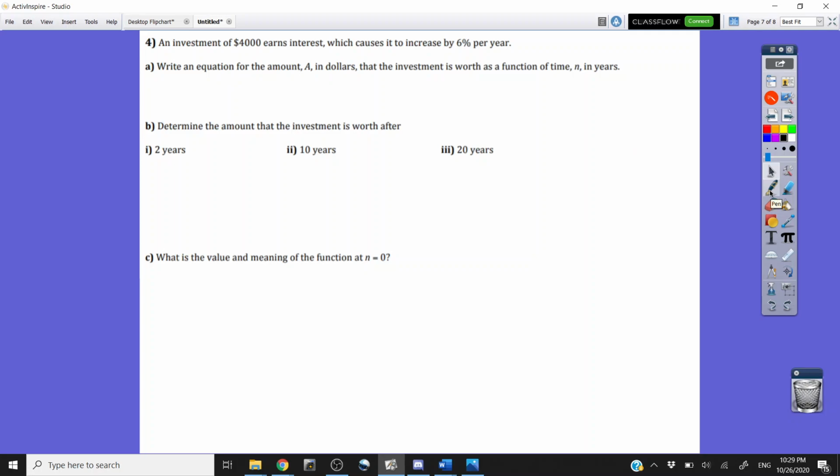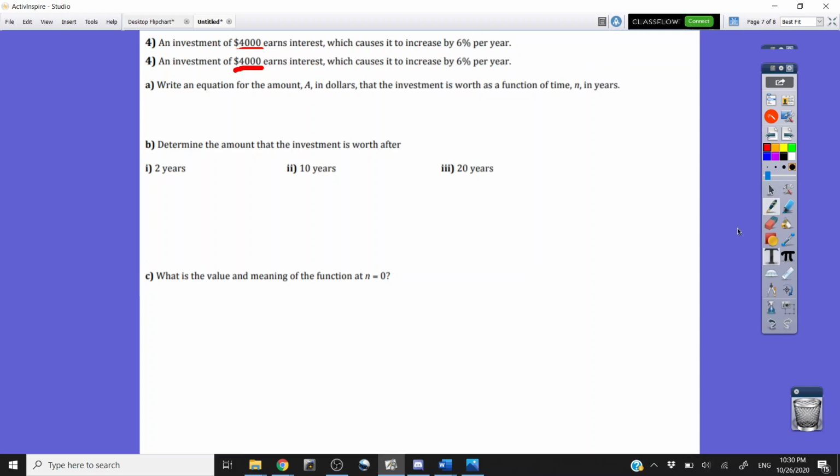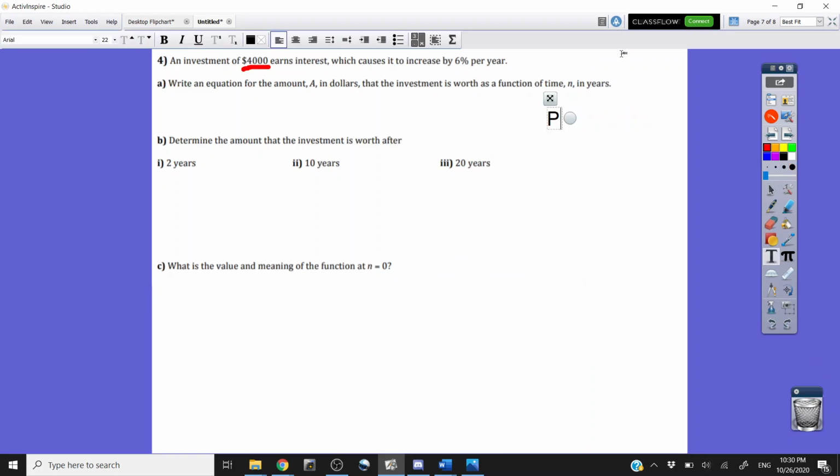So good. An investment of $4,000, I'm starting here. An investment of $4,000 earns interest. This is 4,000, that's our principal. That's what's being invested, which causes it to increase by 6% per year. Great, so we know principal equals $4,000, and we know the rate is 6%, which is the same as 0.06.